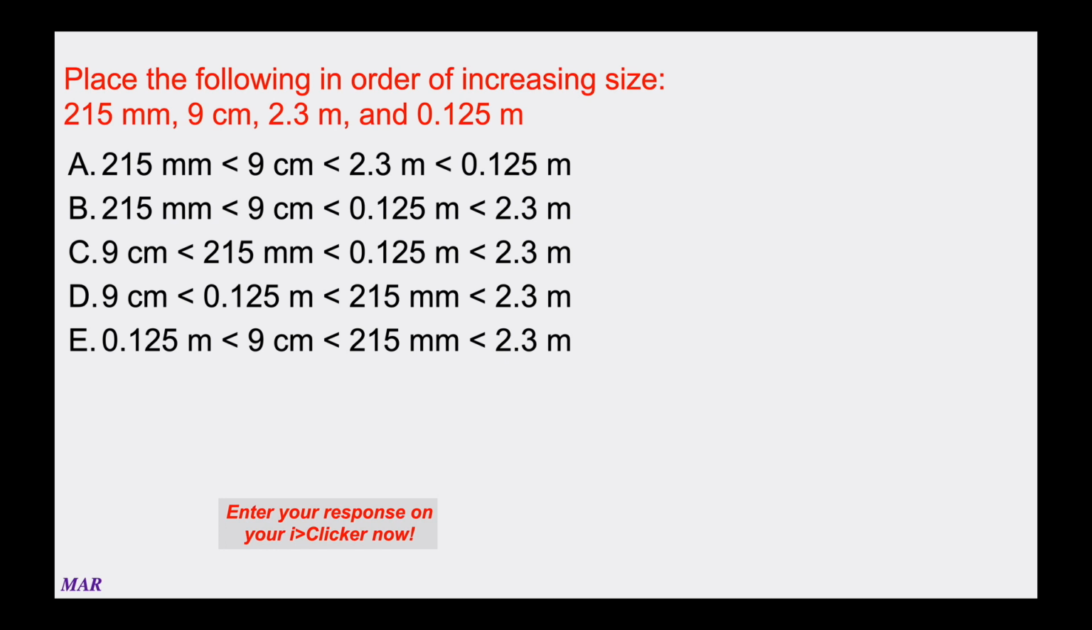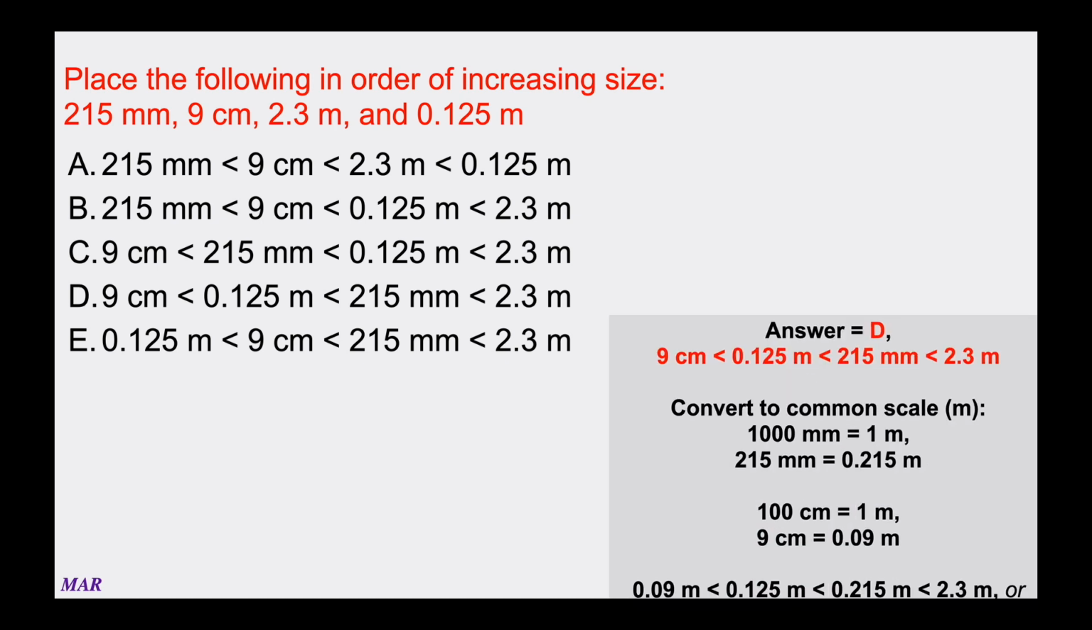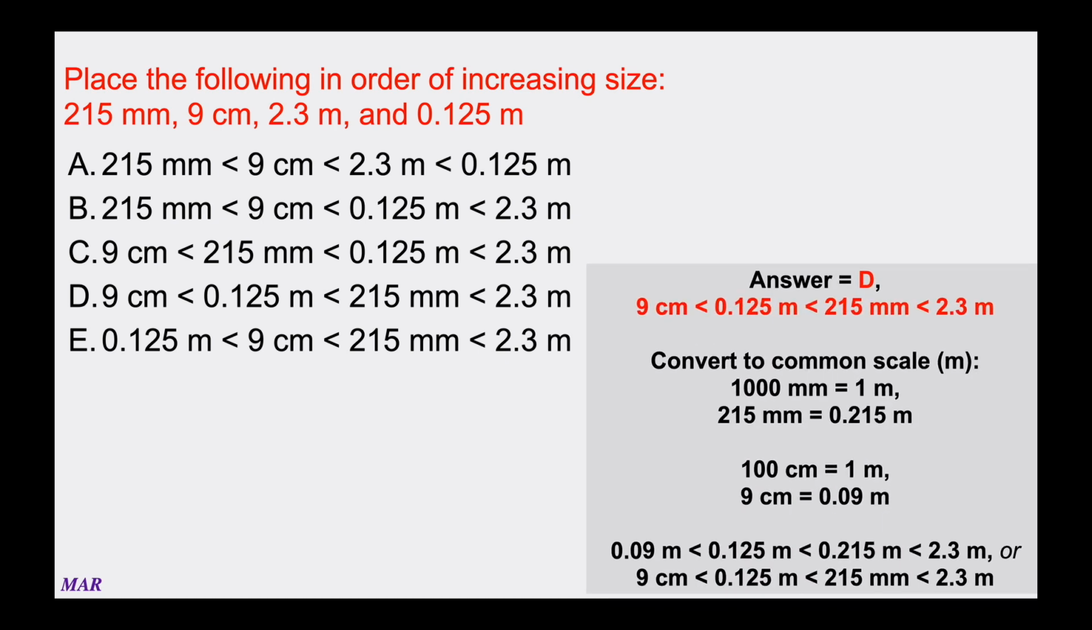9 centimeters, you want to divide by 100. There are 100 centimeters per meter, and that will tell you the number of meters. So dividing by 100 means essentially moving the decimal 2 to the left, 0.09. So in this problem, 0.09 meters or 9 centimeters is the smallest, all right? Then 0.125 meters is the next biggest one. Then 0.215 meters or 215 millimeters is next, followed by 2.3 meters.